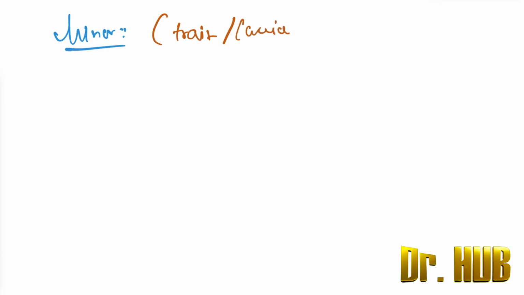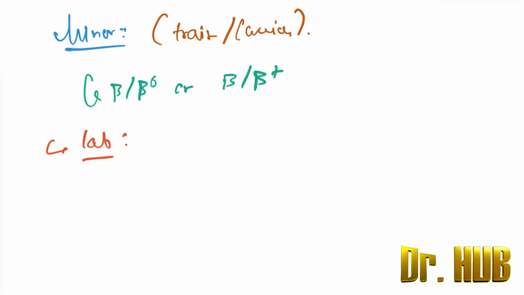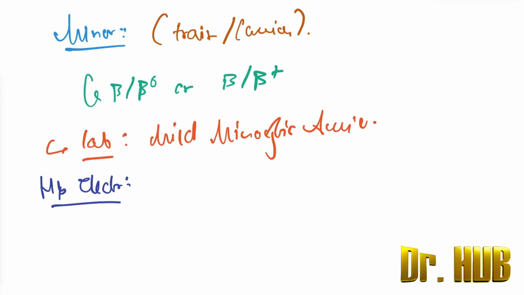Lastly, we'll be looking at the minor type, also called the trait or carrier. The genotype is B and B0, or B and B plus. The lab finding is a mild microcytic anemia. On hemoglobin electrophoresis, HbA2 is 4% or more, and HbF is up to 5%.